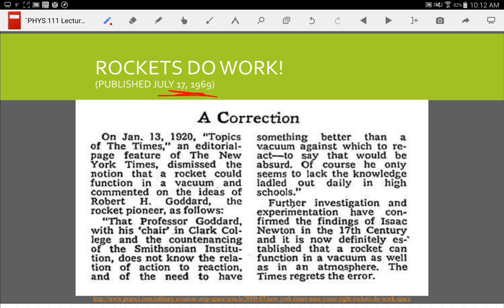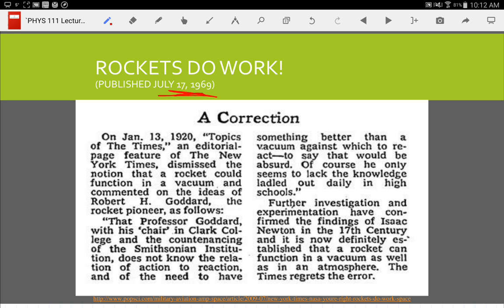It's kind of funny, right? But if you think about this, we should be able to decipher what the editor was thinking when he wrote the original editorial. He talks about the relation between action and reaction. What do we normally call that relation? For every action, there's an equal and opposite reaction. Newton's third law. That's Newton's third law.